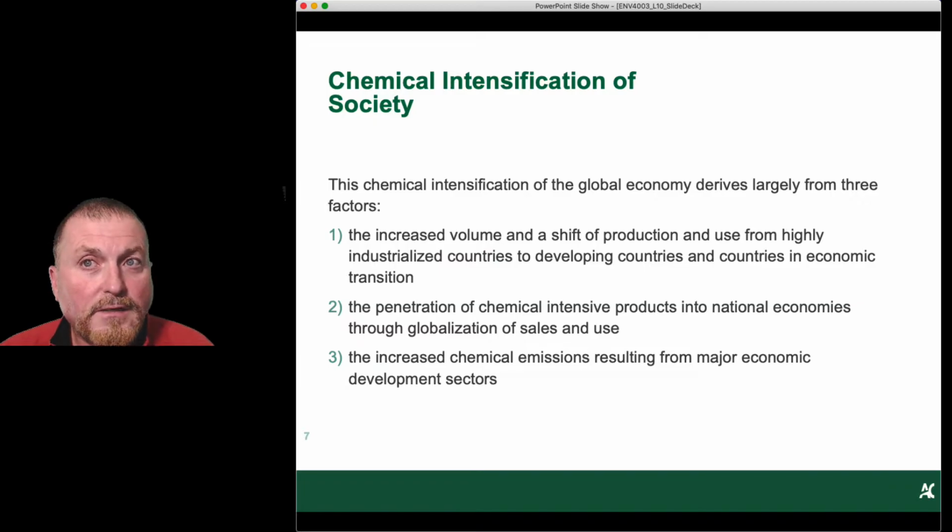The chemical intensification of the global economy derives largely from three factors. Okay, the increased volume and a shift of production and use from highly industrialized countries to developing countries and countries with economies in transition. Now, in the early days of invention of chemicals, all that was done in what we identify today as the developed countries, right? That's where all the R&D was done. That's where all the science was done. That's where all the chemical big multinationals were located, and so on. And they produced all kinds of chemicals, bulk chemicals, and so on.